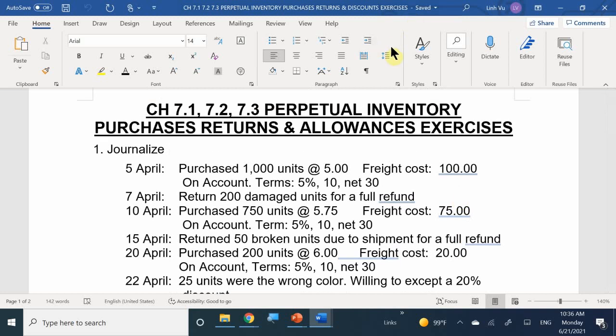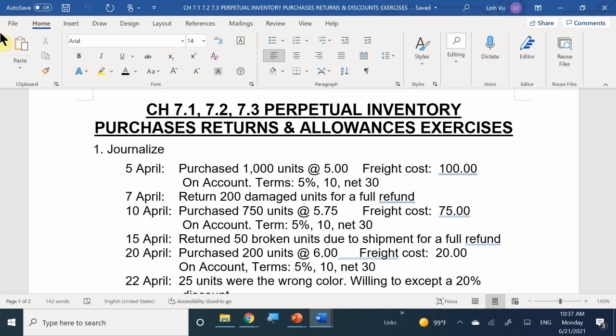All right, so here we're going to look at the exercise. We're going to practice journalizing. Here on April 5th, we purchased 1,000 units at $5 each, with the freight costing $100 on an account. Terms are 5%, 10, net 30. In this case, we're just going to assume gross method.